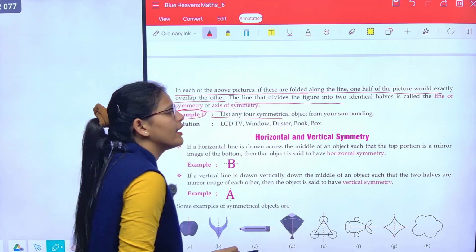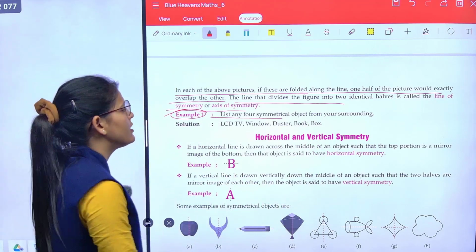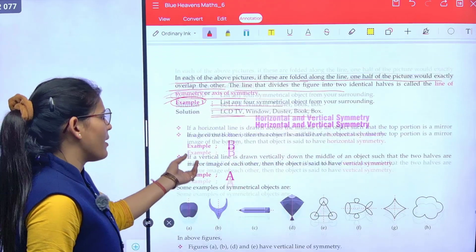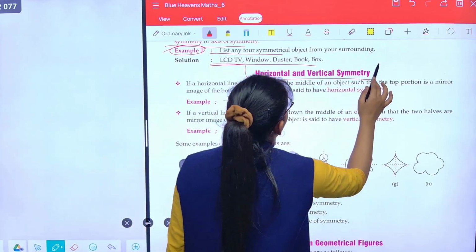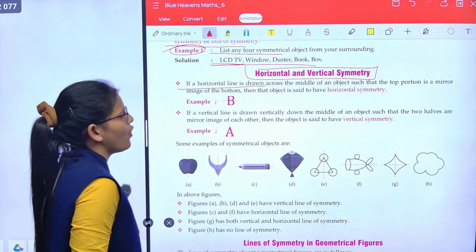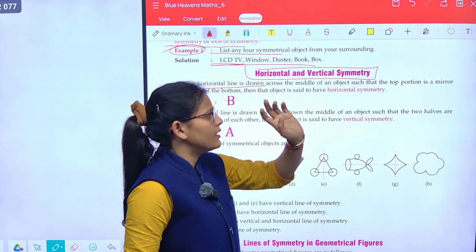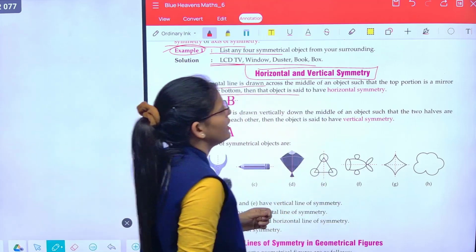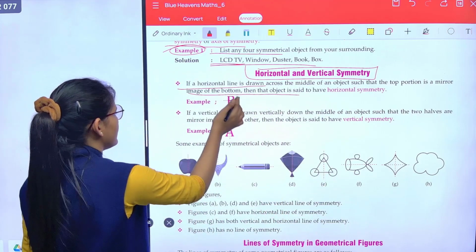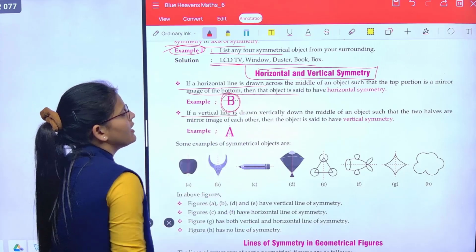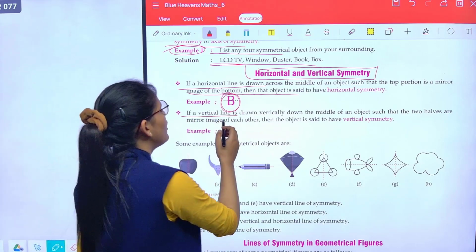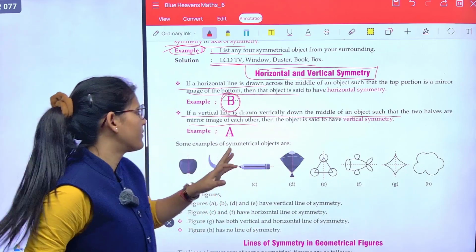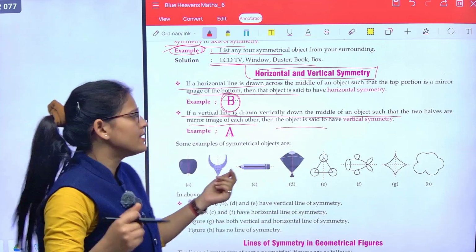Example number 1. List any four symmetrical objects from your surroundings: LCD TV, window, duster, book, box, etc. Now, horizontal and vertical symmetry. If a horizontal line is drawn across the middle of an object such that the top portion is the mirror image of the bottom, then that object is said to have horizontal symmetry. You can see here example B. Now, if a line is drawn vertically through the middle of an object such that the two halves are mirror images of each other, then the object is said to have vertical symmetry.